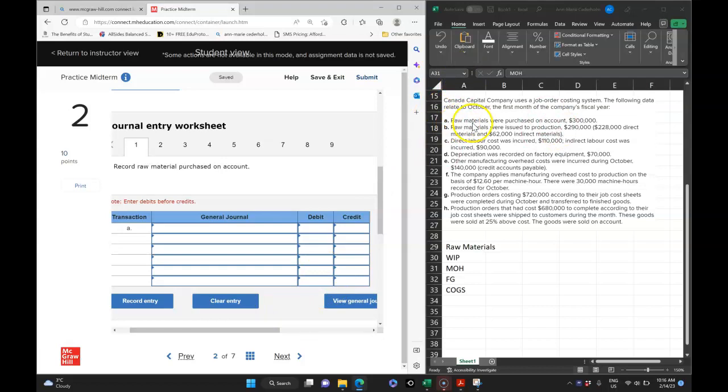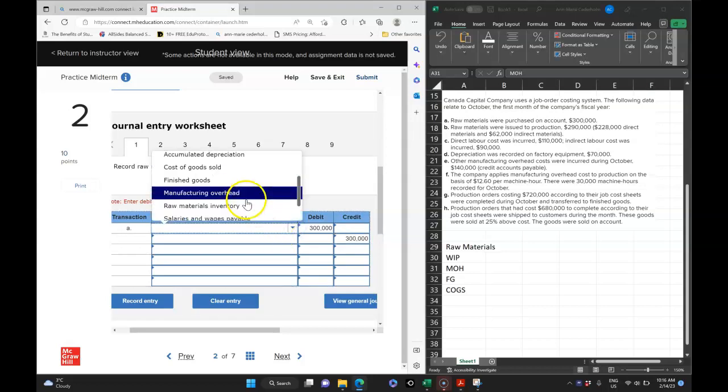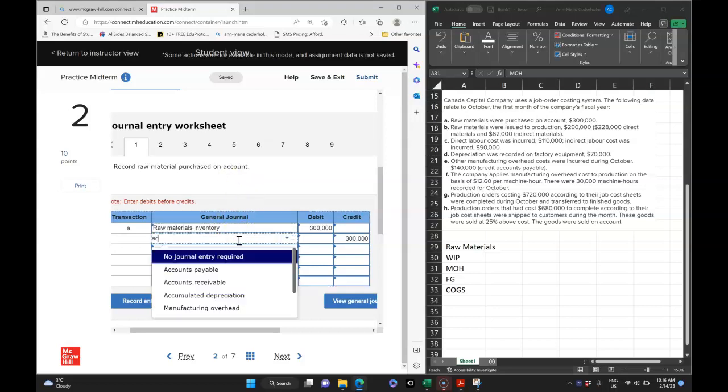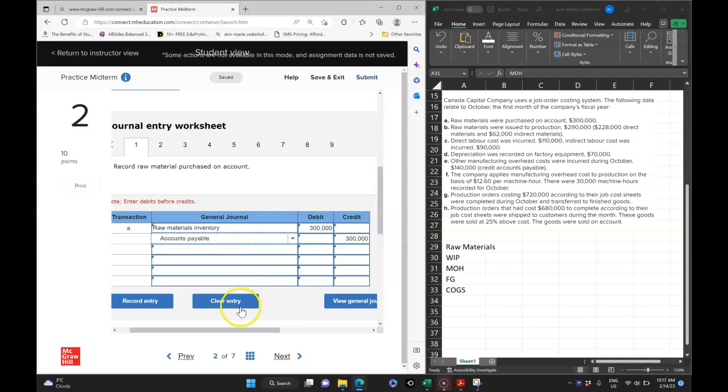So when I read raw materials were purchased on account for 300, I'll put the numbers in first. And that's stuff going into the raw materials account. So I'm going to put raw materials. And when it says on account, your choices are either accounts payable or cash. So I'll just do accounts payable.